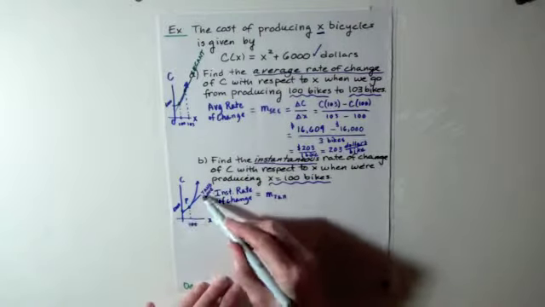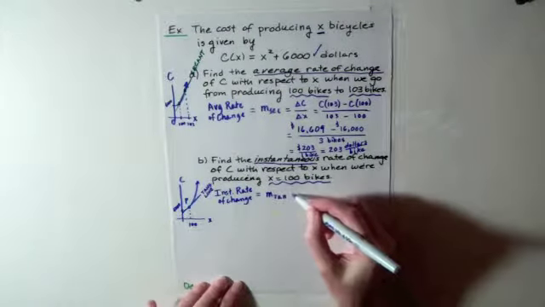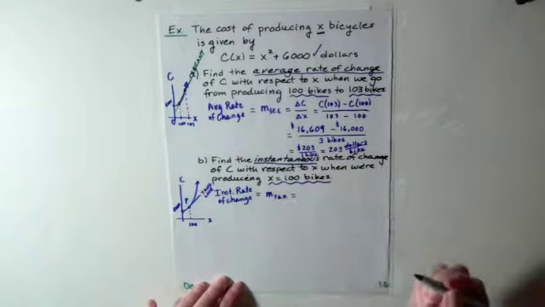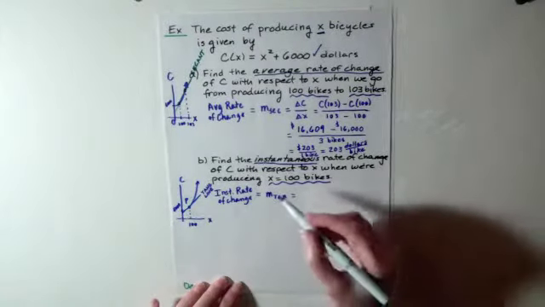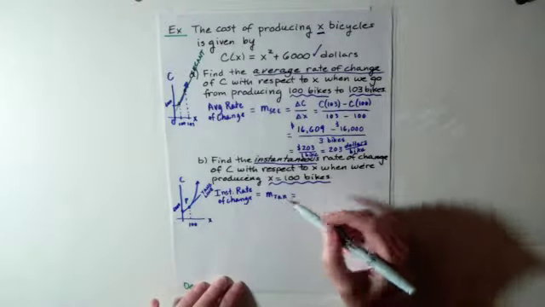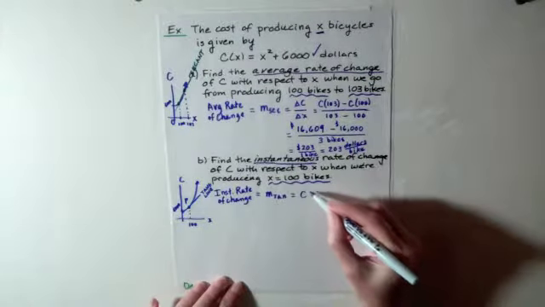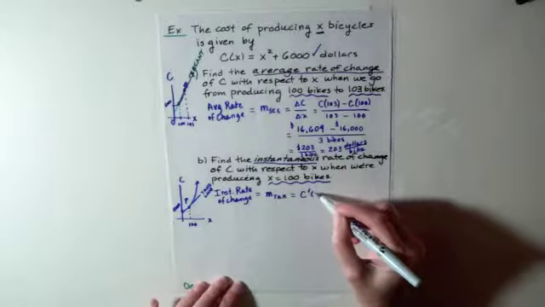So it's the slope of this blue tangent line. And how do I find the slope of any tangent line? Remember that I want to find the derivative. So I want the slope of the tangent line. That means I'm looking for c prime of x.